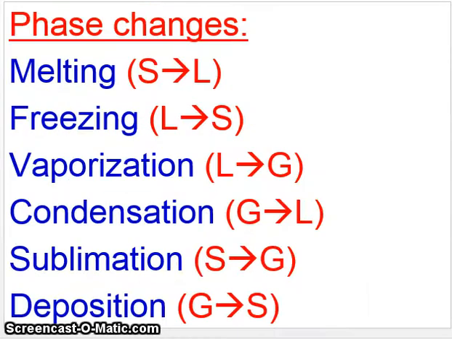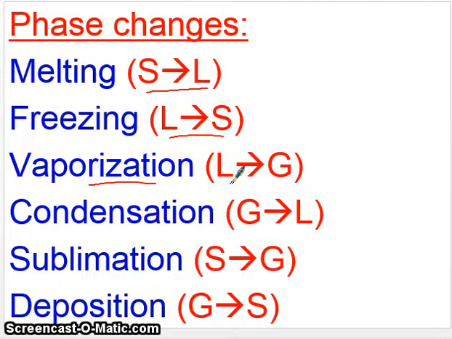Let's go ahead and review the phase changes. You may be aware of these phase changes. Let's do them together here. Melting is what we call anytime we go from a solid to a liquid. Freezing is the opposite, going from a liquid back to a solid. Those should be known to you. Vaporization may be new. Vaporization is going from a liquid to a gas. So, for example, whenever water is boiling, you go from a liquid to a gas.